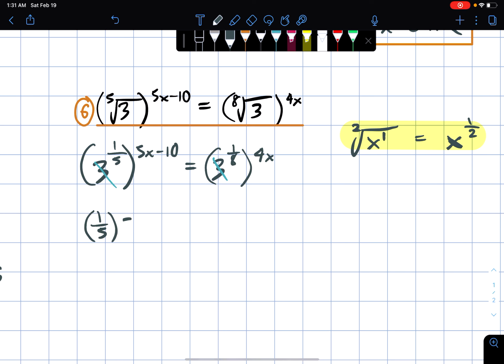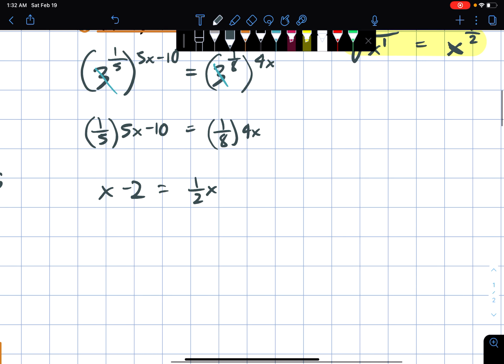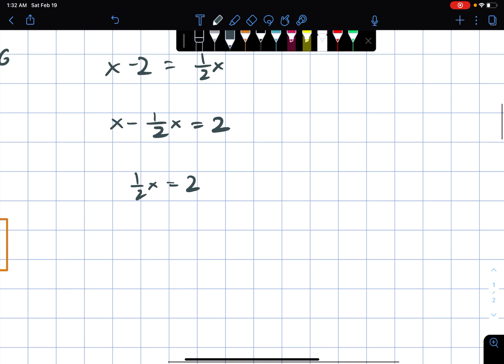1 over 5 times 5x minus 10 is equivalent to 1 over 8 times 4x. Whereas 1 over 5 times 5x is x, and we get negative 2, which is 10 times 1 over 5. For 1 over 8 times 4x, we get 1 over 2x. Right, so x minus 1 over 2x equal to 2. 1 over 2x equal to 2. Multiply both sides by 2, we get x equal to 4. So this is our final answer.